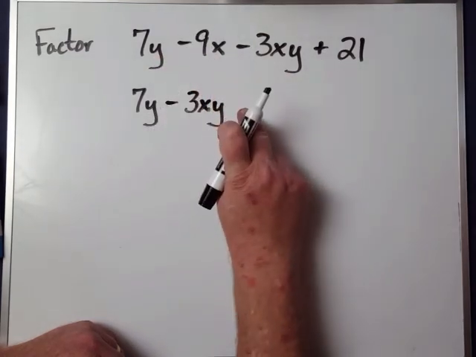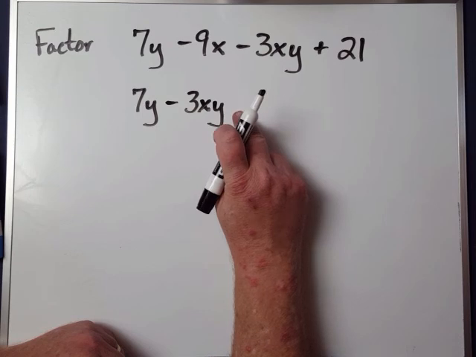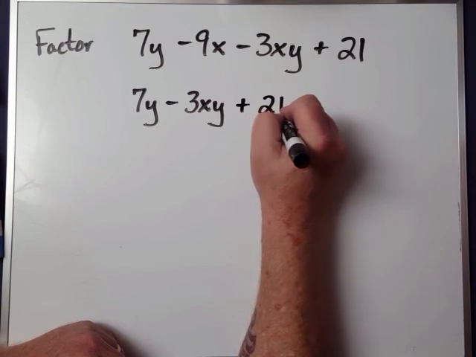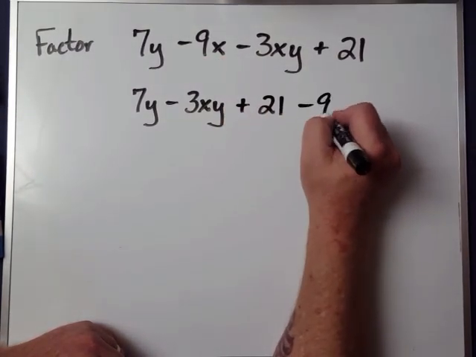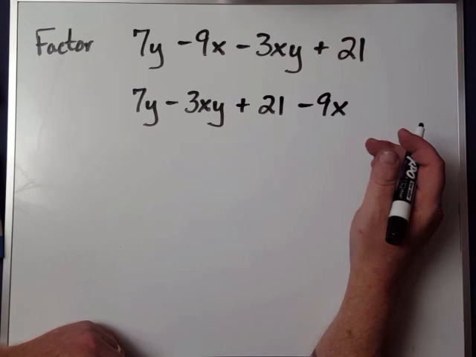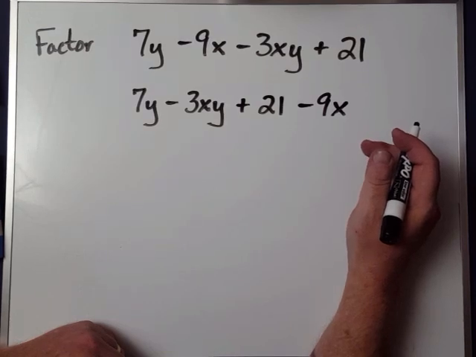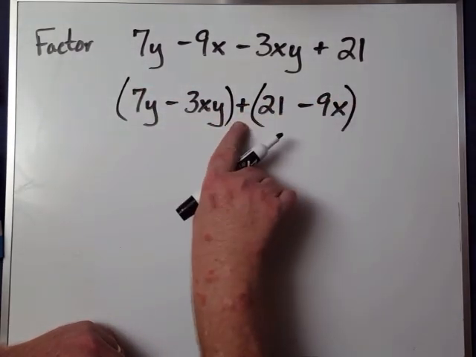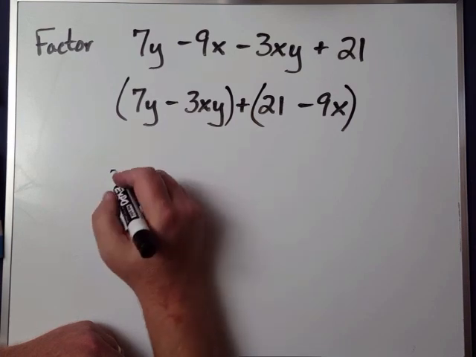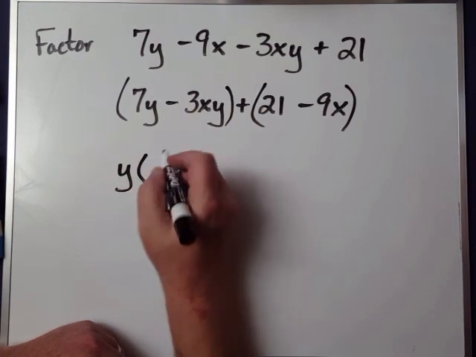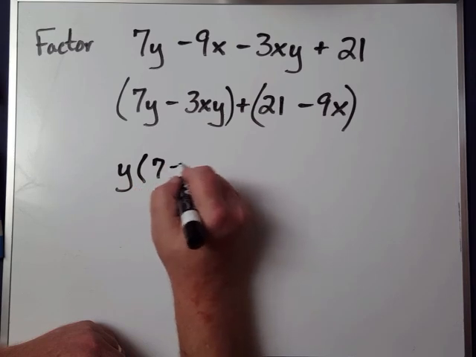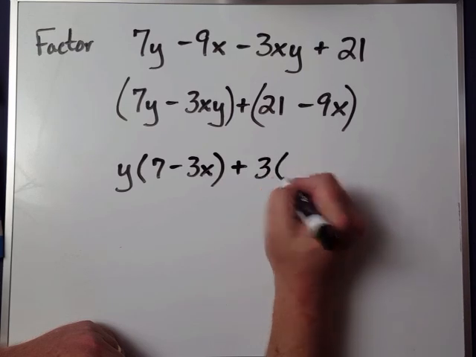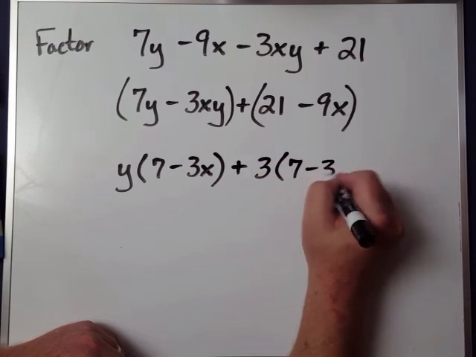I don't want a minus right in the middle. There's nothing wrong with it. I know I can make 2 marks, but it's just a little cleaner if I put plus 21 and then what? Minus 9x. There's another arrangement of these four terms. Will this arrangement factor by grouping? Let's find out. I don't have to worry about making 2 marks because I'm grouping with respect to addition. Out of the first pair, I can factor out a y, which will leave 7 minus 3x. Out of the second pair, the greatest common factor is 3, which leaves 7 minus 3x.